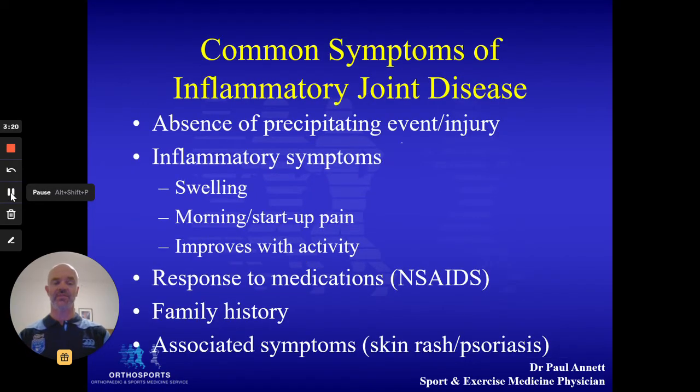What are some of the common symptoms of inflammatory joint disease that would make me concerned that this could be an underlying problem? One of the main ones is actually an absence of precipitating event or injury. In the past, I've had a number of patients referred to me for an ankle sprain with pain and swelling with no history of trauma. Inflammatory symptoms may include swelling, morning or start-up pain, and pain that improves with activity and worsens with rest. Also, a response to medication, such as anti-inflammatories, may be consistent with an inflammatory condition. A positive family history should always be asked for, and also associated symptoms, such as skin rash or psoriasis.